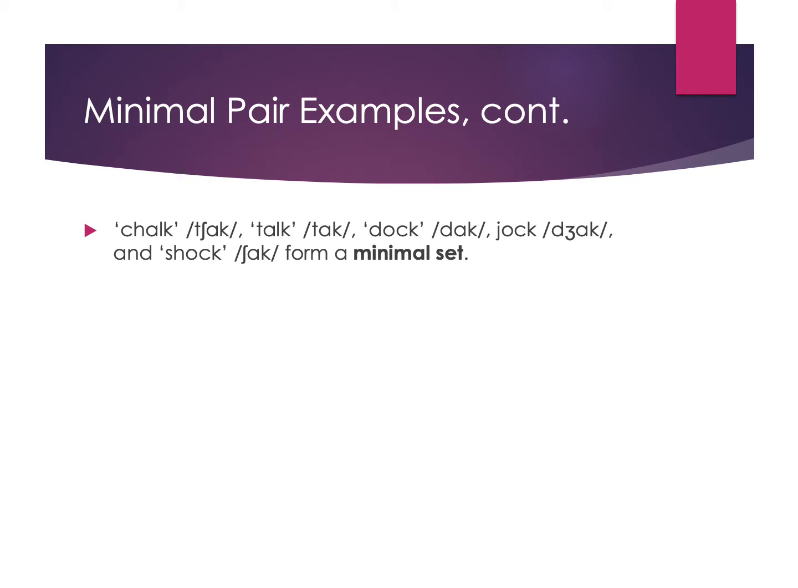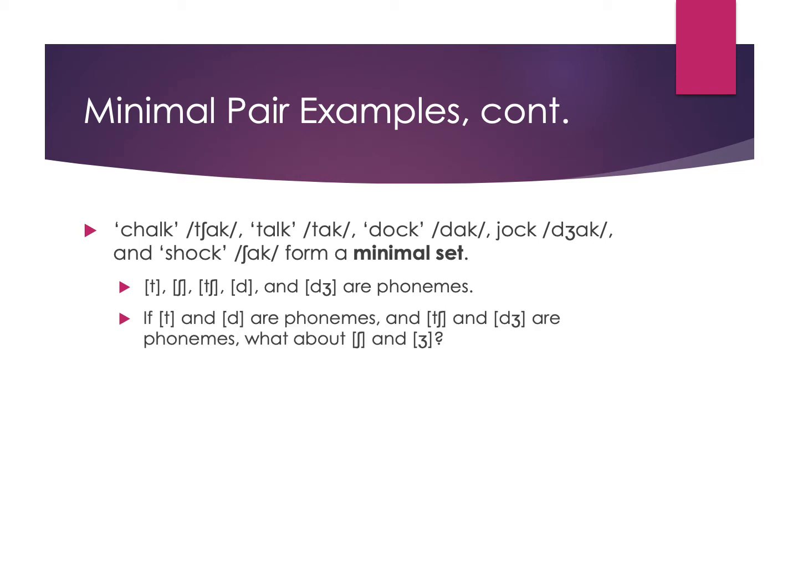We'll typically just use the term minimal pair, even if there are several. But in a set like chalk, talk, dock, jock, shock, we know that in English, because the only difference between all of these is that first sound, that t, sh, ch, d, and j would all be separate phonemes in English. And sometimes we can see pairs here, right? So we have a voiced and voiceless version of several of these. We have t and d, we have ch and j.